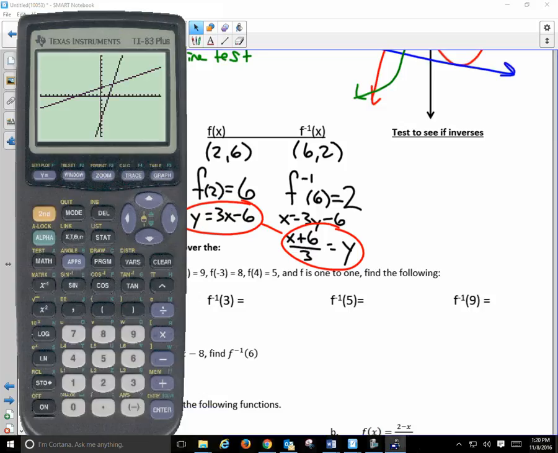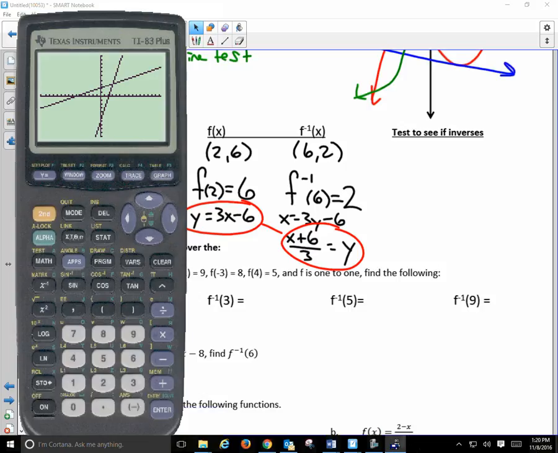This one has a y-intercept of negative 6. So its inverse should have an x-intercept of negative 6. See that? Right? Look at this one right here. This function has an x-intercept of 2, so its inverse should have a y-intercept of 2, and it does.